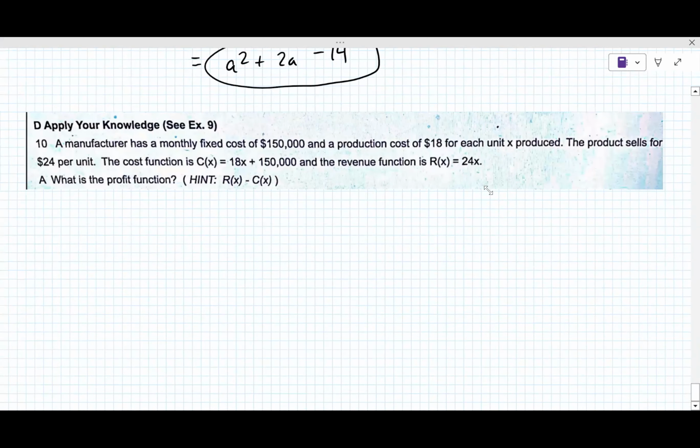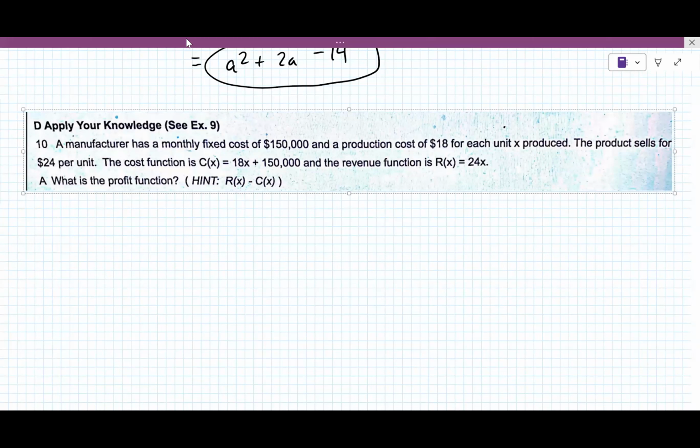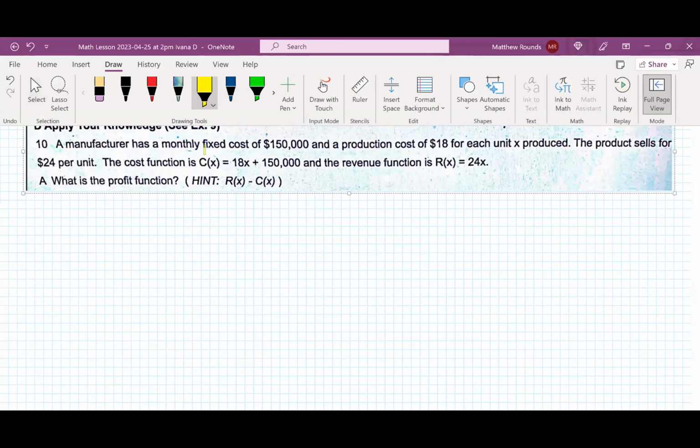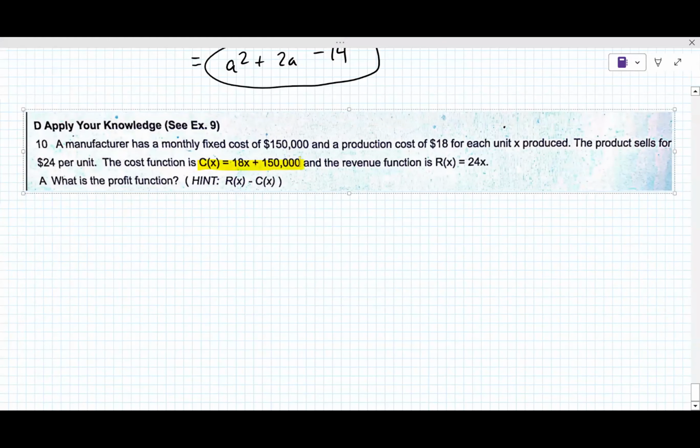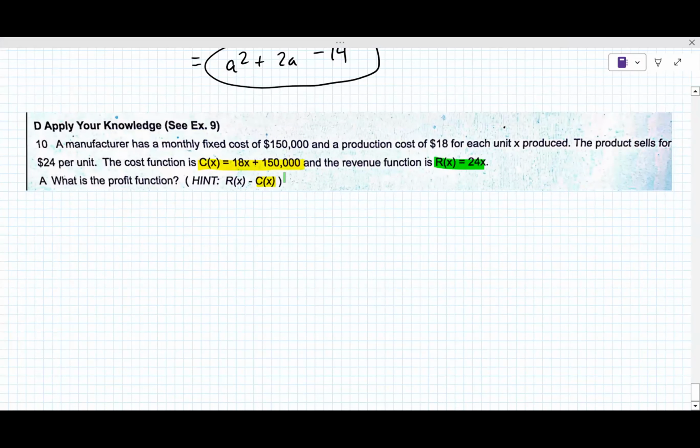All right, here we go. Letter D, number 10 here. It says a manufacturer has a monthly fixed cost of $150,000 and a production cost of $18 for each unit X produced. The product sells for $24 per unit. The cost function C of X is 18X plus 150,000, and the revenue function, R of X, is 24X, okay?